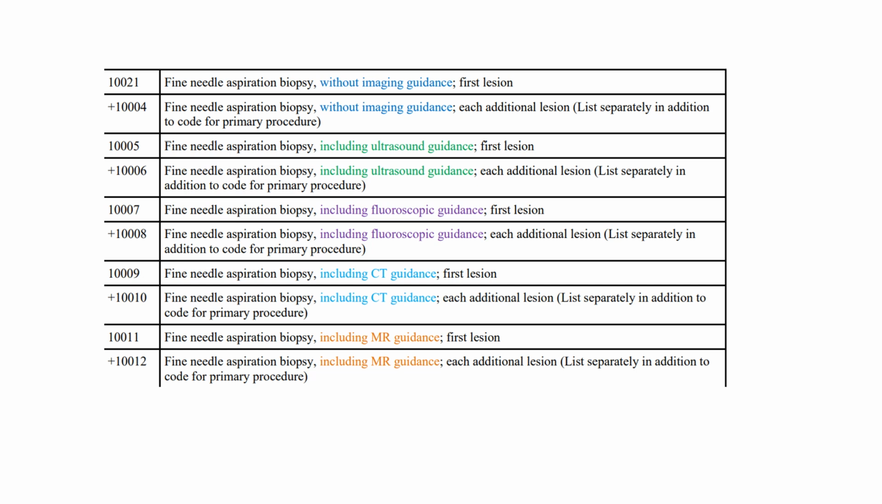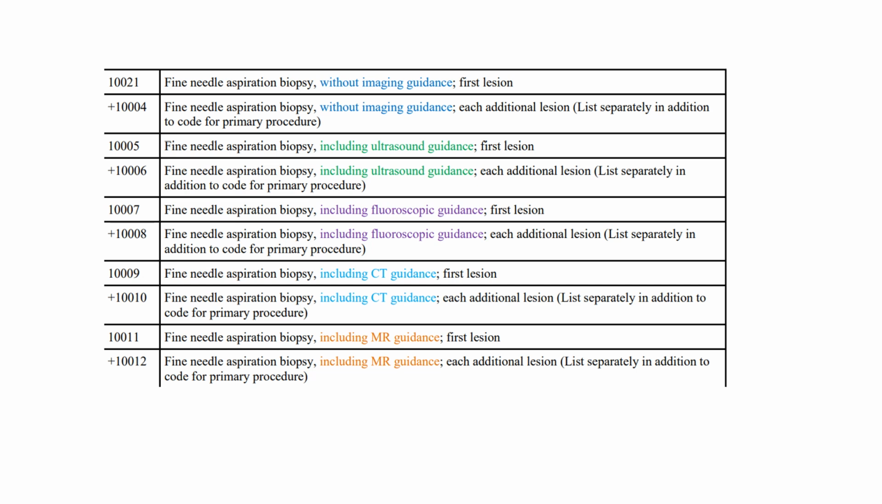guidance, each additional lesion. So 10007 is fine needle aspiration biopsy including fluoroscopic guidance, first lesion, plus 10008 is fine needle aspiration biopsy including fluoroscopic guidance. 10009 is fine needle aspiration biopsy including CT guidance, first lesion, plus 10010 is fine needle aspiration biopsy including CT guidance, each additional lesion. 10011 is fine needle aspiration biopsy including MR guidance, first lesion, plus 10012 is fine needle aspiration biopsy including MR guidance, each additional lesion.